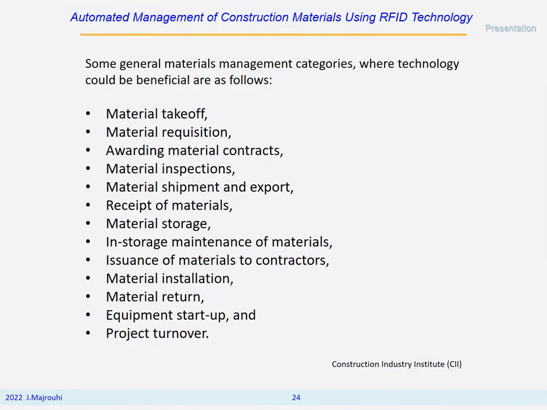Tasks that could benefit from applying automated material management are as follows: material takeoff, material requisition, awarding material contracts, material inspections, material shipment and export, receipt of materials, material storage, in-storage maintenance of materials, issuance of materials to contractors, material installation, material return, equipment startup, and project turnover.